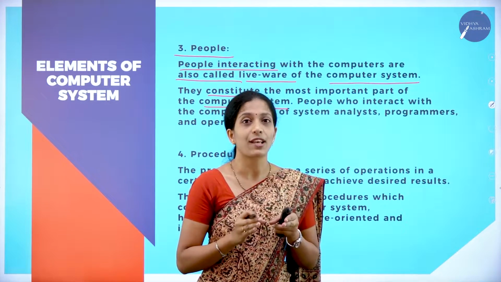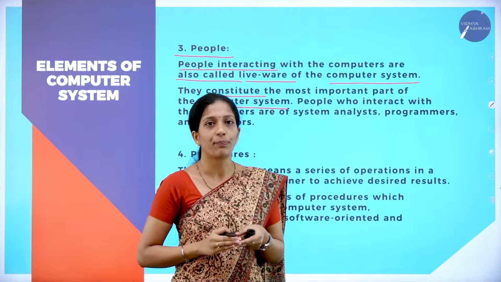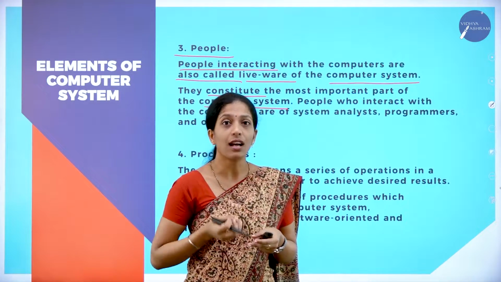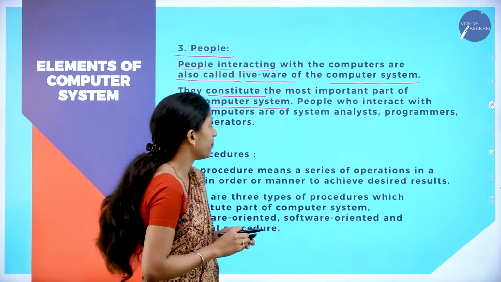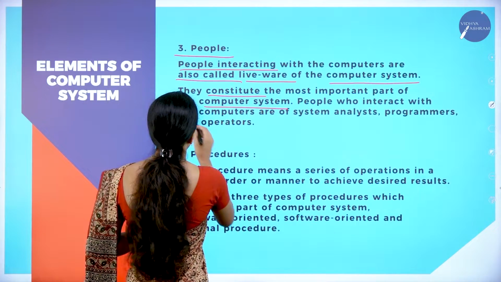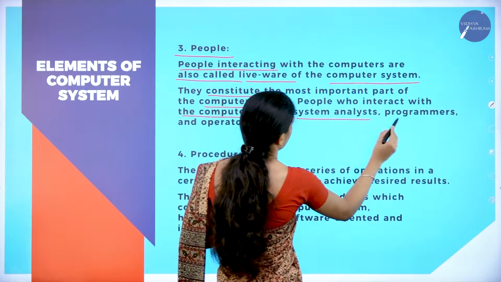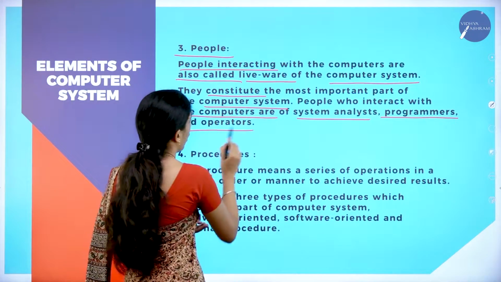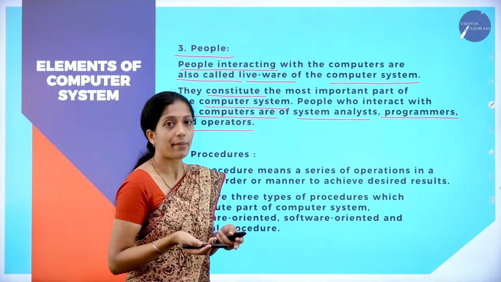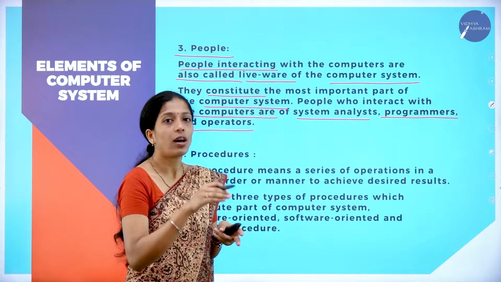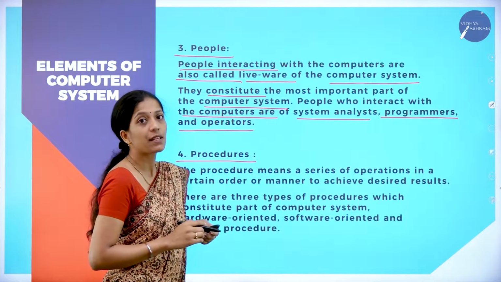So, instructions have to be given. As per my requirement, I'll give some instructions to the computer so that it will process the output. Now, here the user is called what? People. People who interact with the computer, or the system analysts, programmers and operators. So the users may be analysts, programmers or operators. They are all termed as what? People.